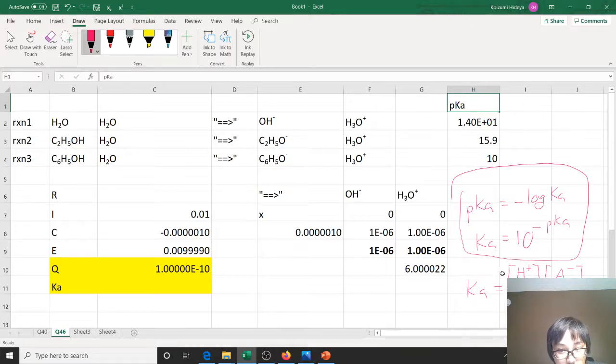And if I have H plus and A minus being small and HA being large, then Ka is going to be small, right? So if the Ka is large, you are producing lots of H plus. That means that if the Ka is large, the acid is strong because it produces more H plus. Okay, so let's do that one.